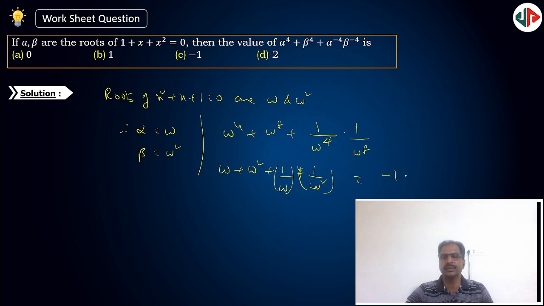Omega plus omega square is minus 1. Omega cube is 1. Final answer will be 0. Option A.